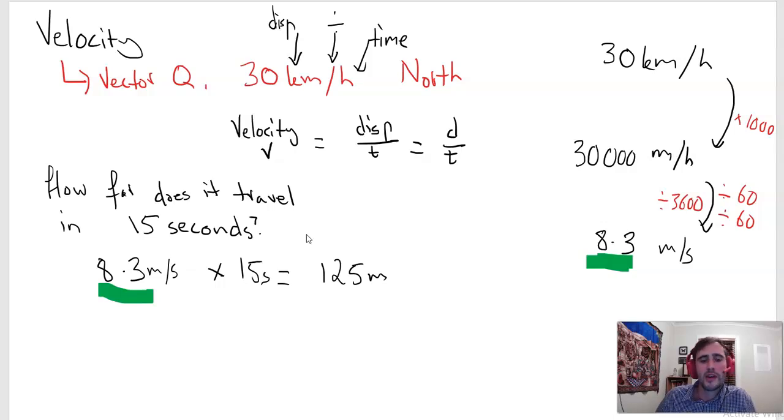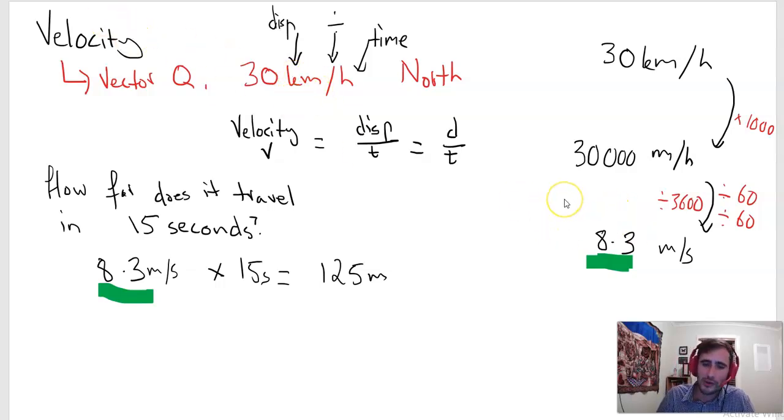That should be seconds, which makes a lot more sense than 450 kilometers, which was ridiculous. It's a complete nonsense. So that is the difference of velocity compared to speed, but also a couple of ideas on how to translate or transform 30 kilometers per hour into meters per second.